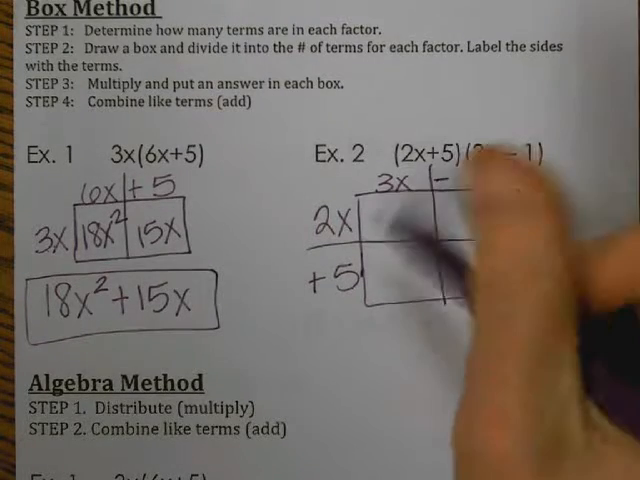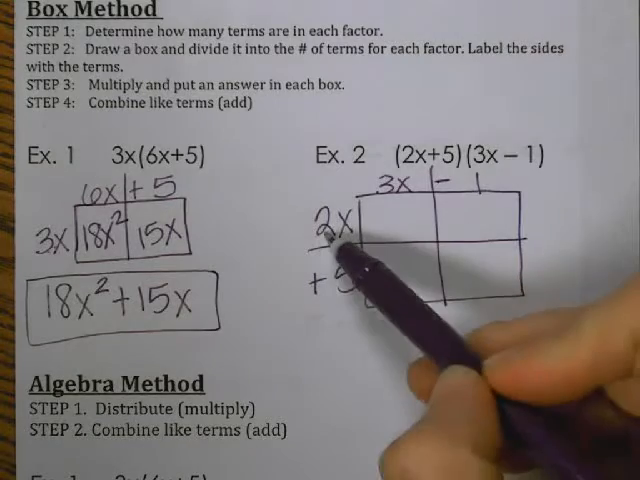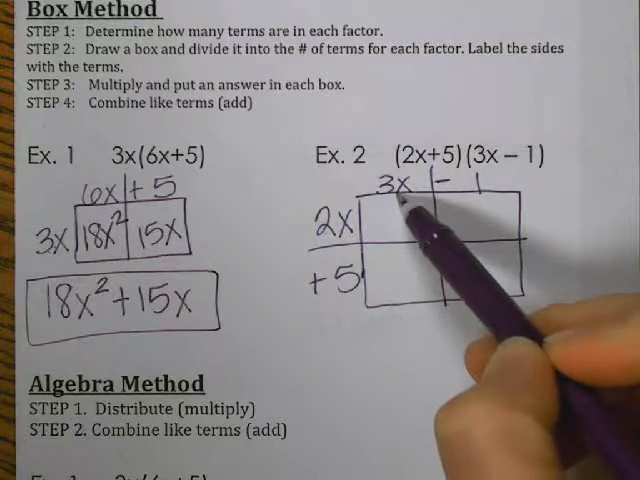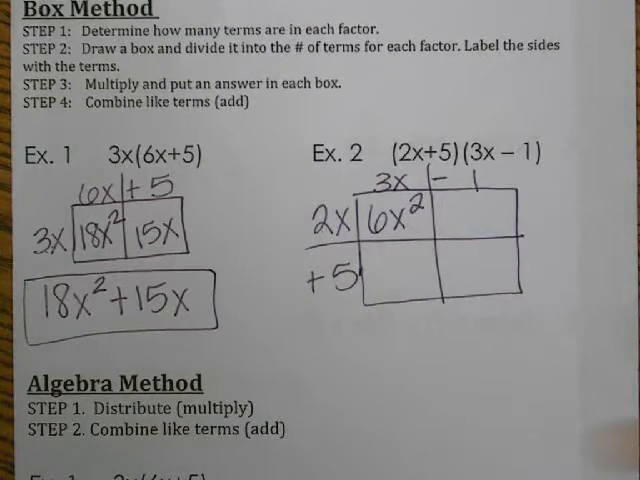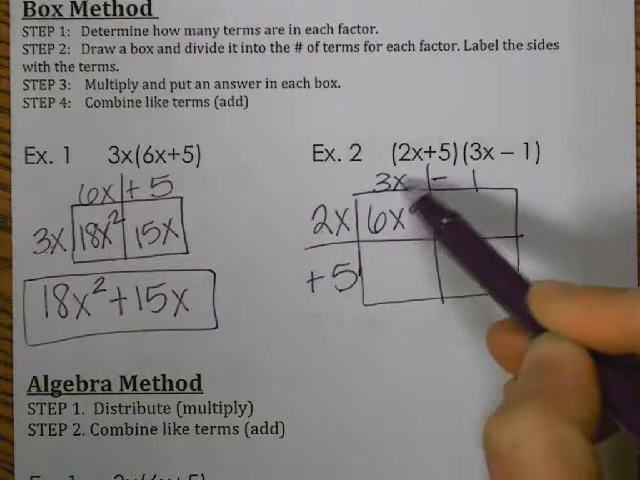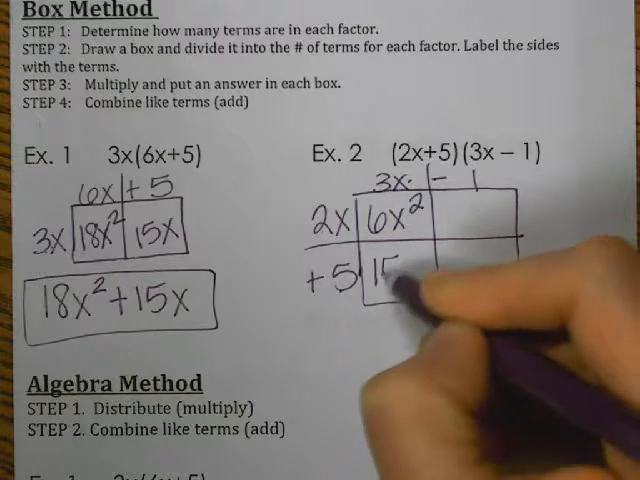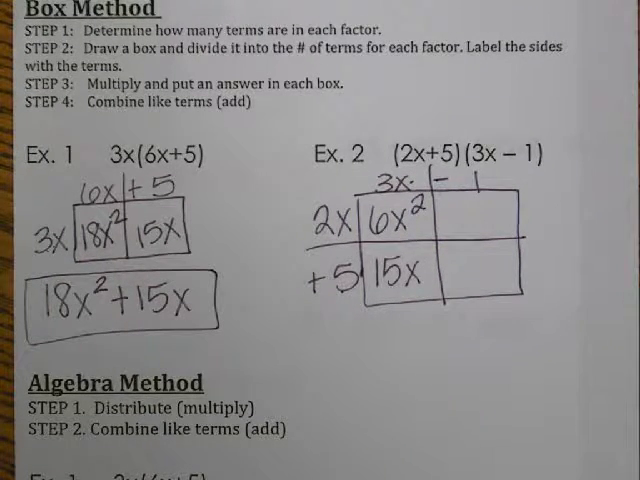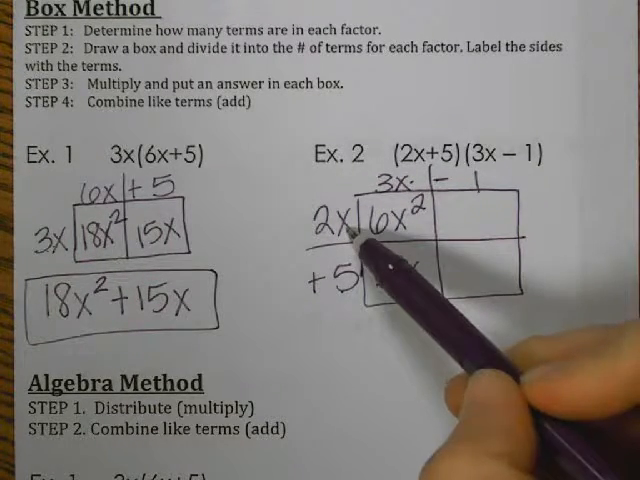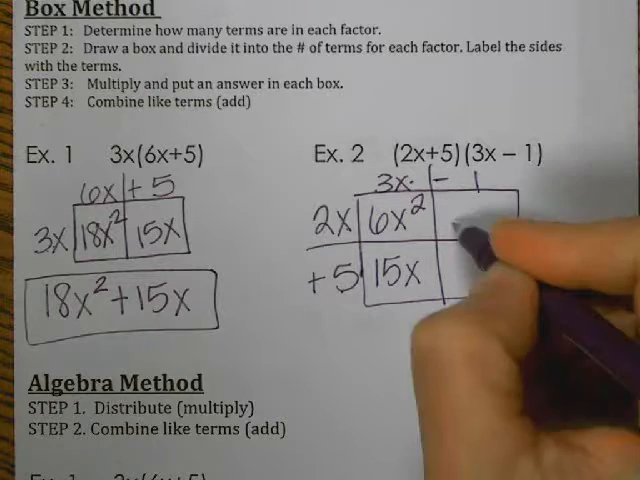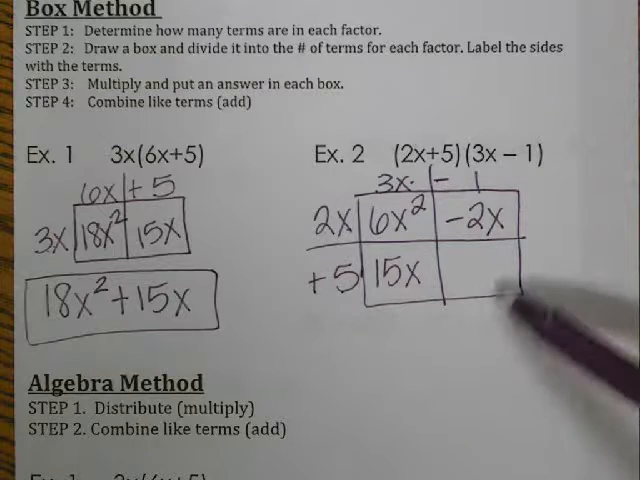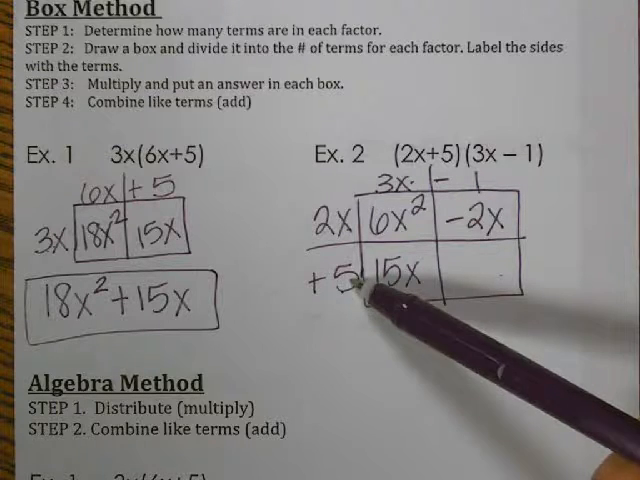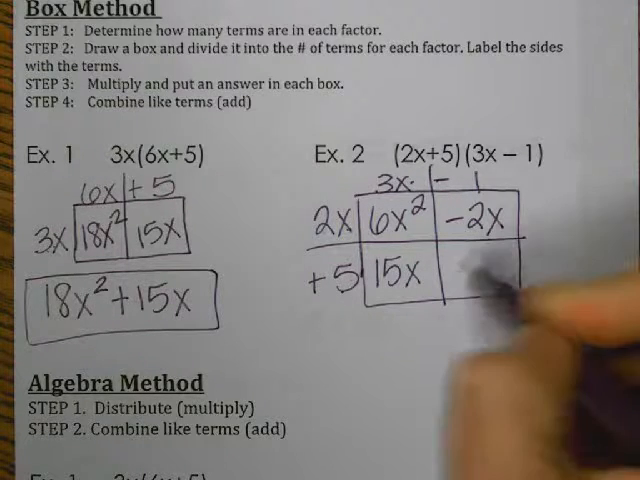Now we're going to multiply. 2x times 3x is 6x squared. 5 times 3x is 15x. 2x times negative 1 is negative 2x. And then for this box, it's 5 times negative 1, which is negative 5.